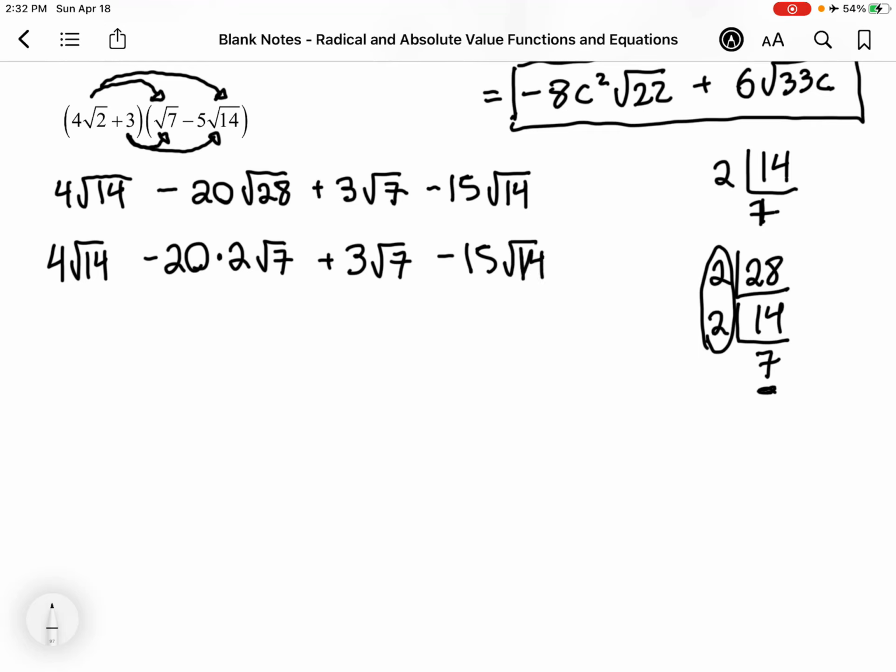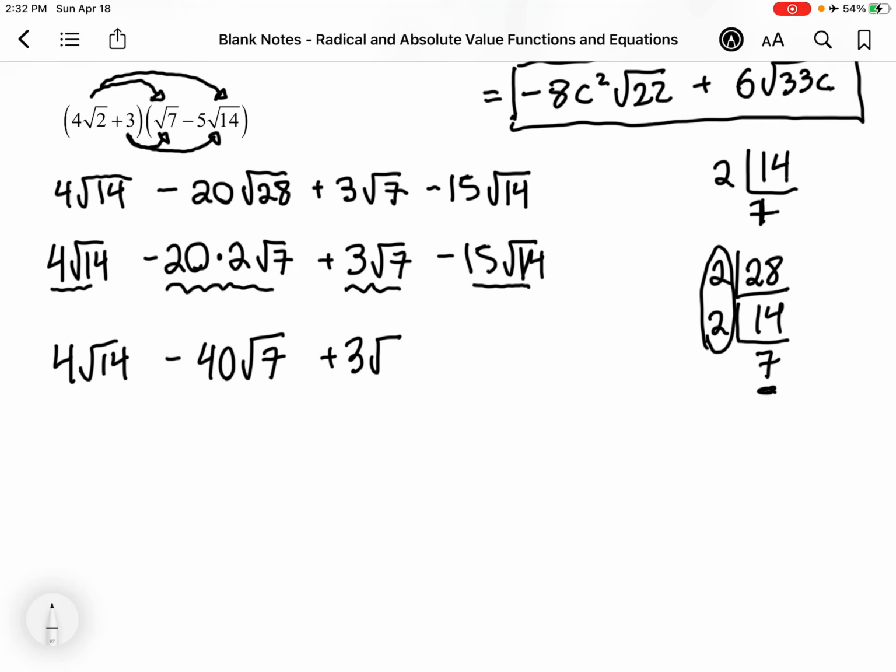Okay, and now you can add and subtract some of these radicals together, because if you remember from Friday, any radicals that have the same index and the same radicand can be combined. Okay, so it looks like these guys have the same index and the same radicand, and these guys are going to have the same index and the same radicand. Okay, so maybe I should simplify the second term first. We're going to have 4 square root of 14, and then this is going to be minus 40 square root of 7 plus 3 square root of 7, and then minus 15 square root of 14.